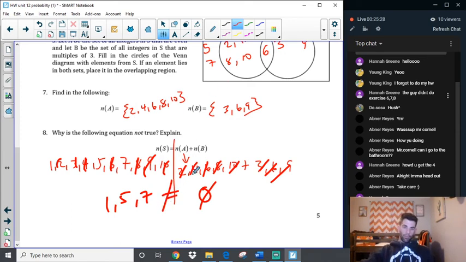So explain, well, the reason is because the elements in A and the elements in B do not make up the entire sample space of the numbers 1 through 10. So either the explanation or showing the work like I did there all work.